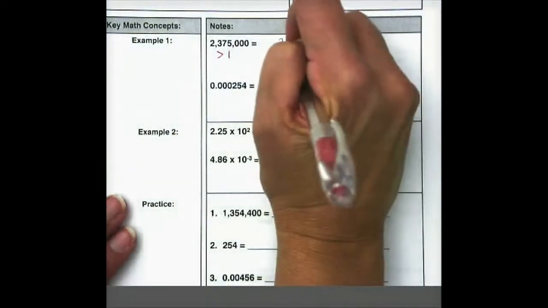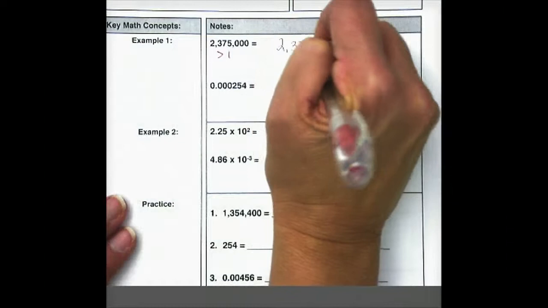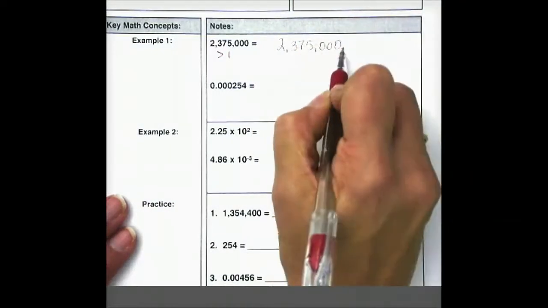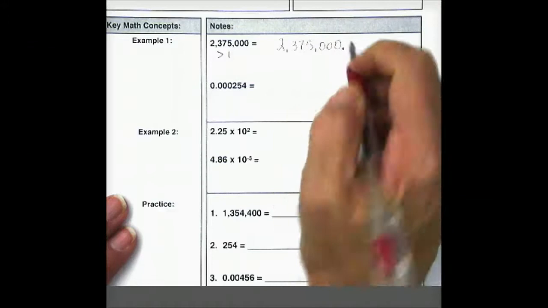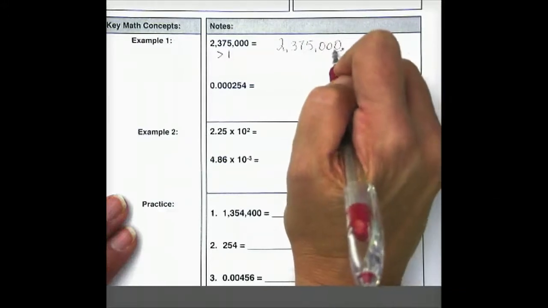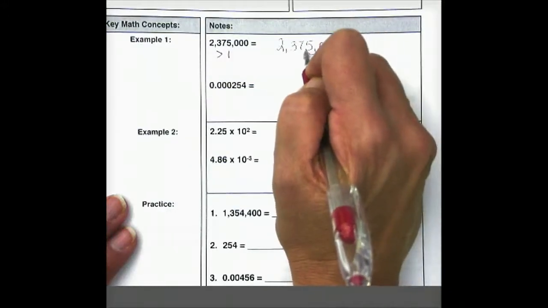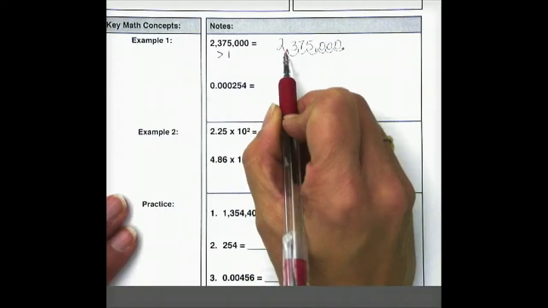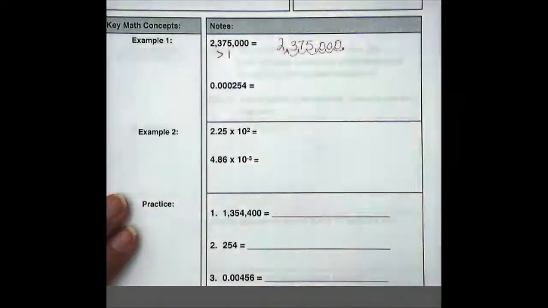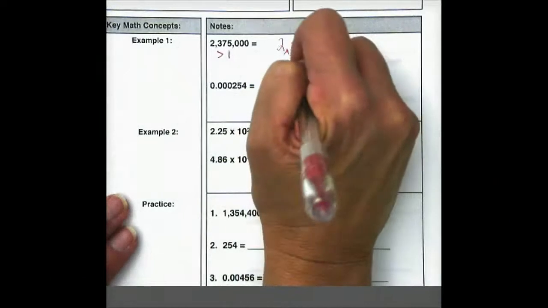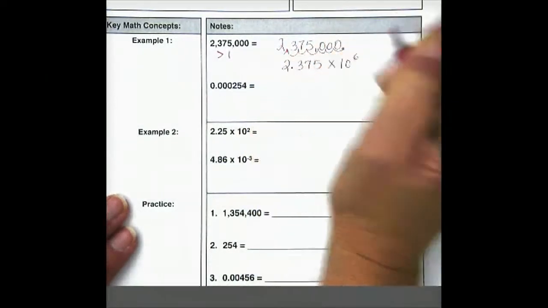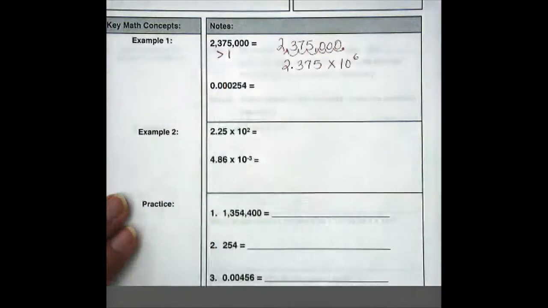So if I take my number out here, I know that I have to move my decimal point to the left 1, 2, 3, 4, 5, 6 times in order to get just one number to the left of my decimal point. So I get 2.375 times 10 to the 6th power, because my number that I started with was greater than 1.